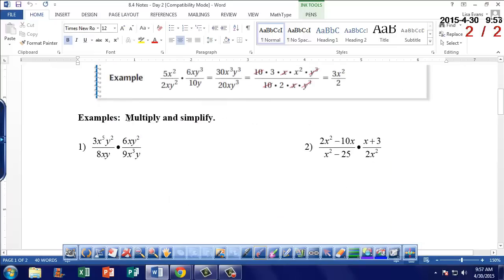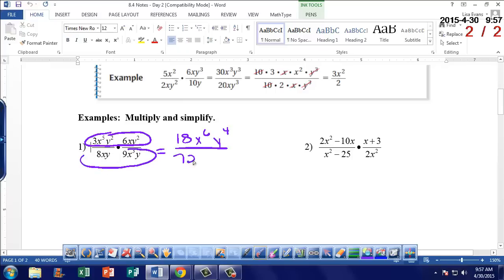Okay, this one. Notice there's no plus or minus sign. That makes it kind of easy. So in this case, when there's no plus or minus signs, I'm going to go ahead and multiply the numerators together. So 3 times 6 is 18. X to the 5th times x is x to the 6th. Y squared and y squared is y to the 4th. Then in the denominator, we multiply 8 times 9, we get 72. X times x cubed is x to the 4th. Remember, we add our exponents, and y times y is y squared.